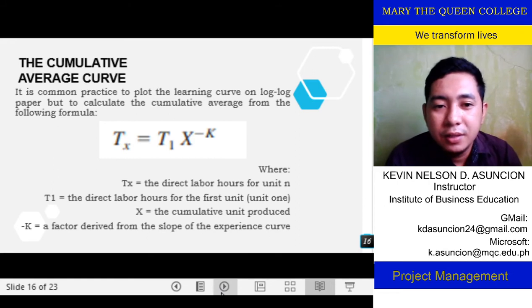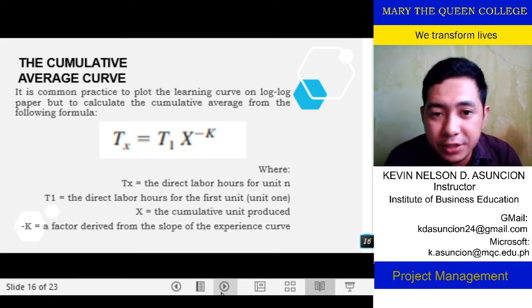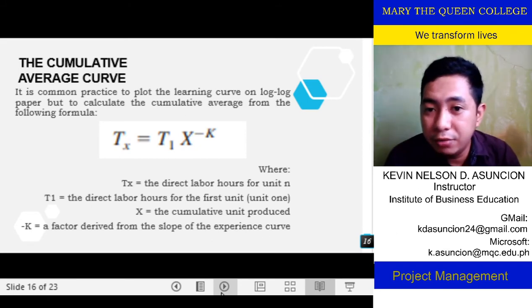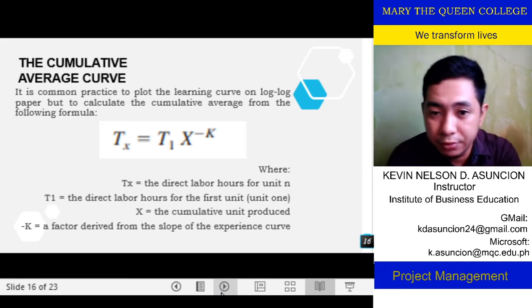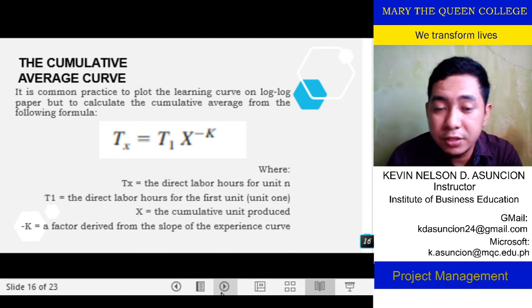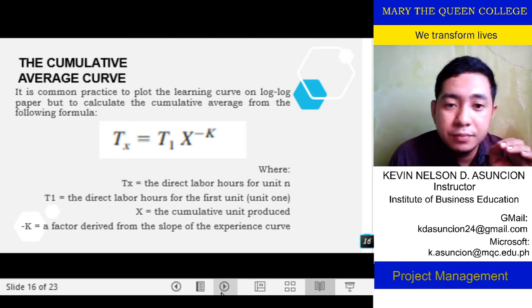No? Direct hours, labor hours per unit. And T1 is the direct labor hours for the first unit. So that's the unit 1, yun yung T1. Okay? And then X means the cumulative unit produced. No, so it's cumulative is the total. And then negative K is a factor derived from the slope of the experience curve.